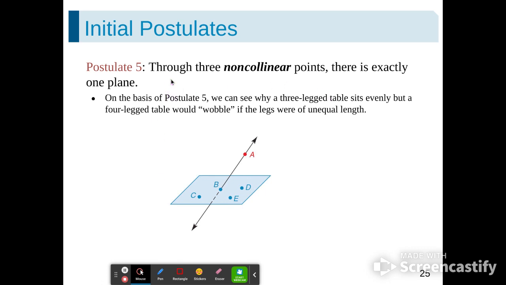Postulate 5 says through three non-collinear points, there's exactly one plane. So C, E, and D are non-collinear, or B, C, E are non-collinear, any combination. They're not on the same line, so they can make up a plane. We can see why a three-legged table sits evenly, but a four-legged table would wobble if the legs were unequal in length. We'll chew on that for a minute and see what that says to you.